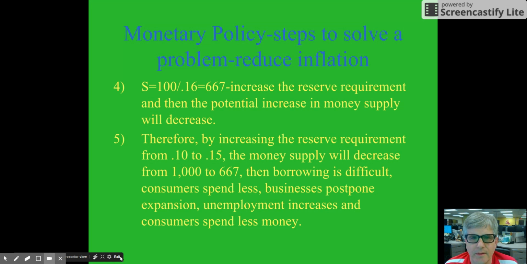We're now going to end monetary policy number 1, and then we're going to go over monetary policy number 2 and 3. So this is the beginning part of the monetary policy 1.